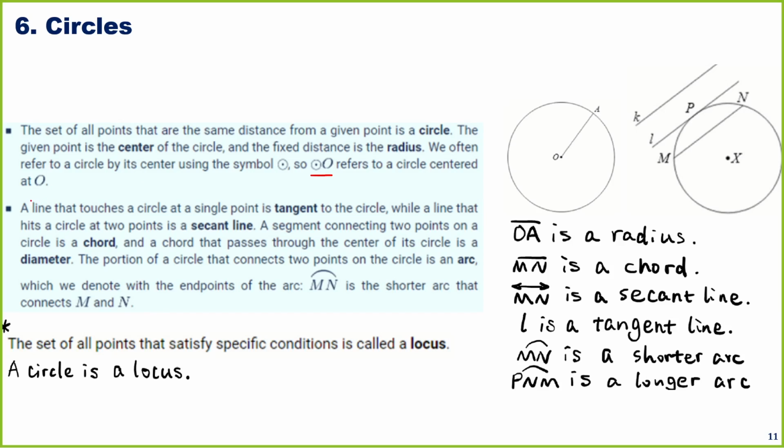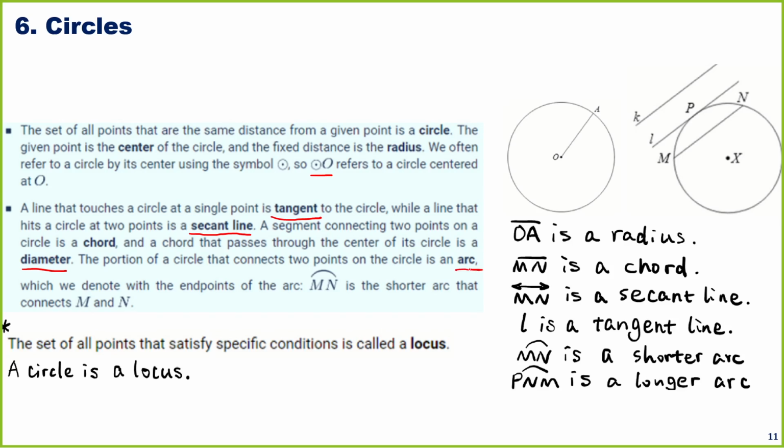And next, let's talk about the relationship between a circle and a line. A line that touches a circle at a single point is called tangent to that circle, while a line that hits a circle at 2 points is called a secant line. A segment connecting 2 points on a circle is a chord, and a chord that passes through the center of the circle is called the diameter. The portion of a circle that connects 2 points on the circle is called an arc.